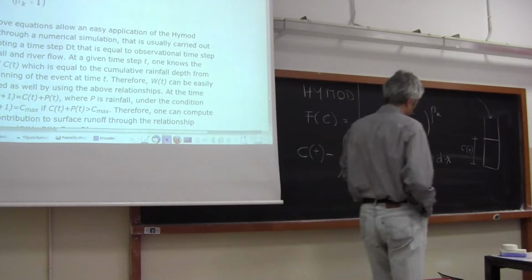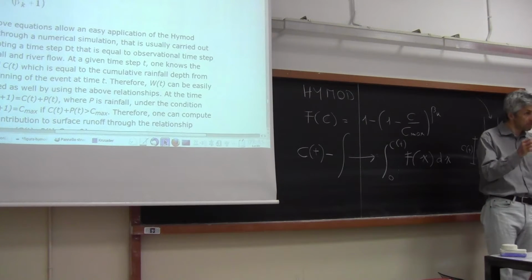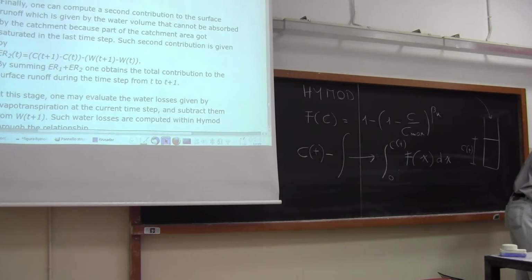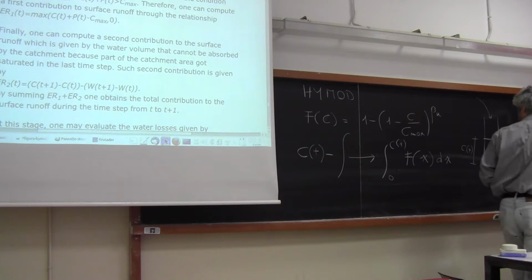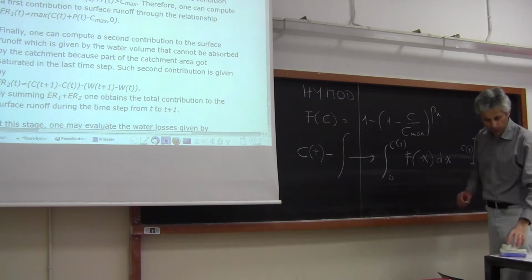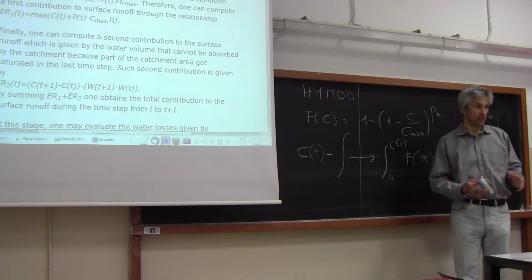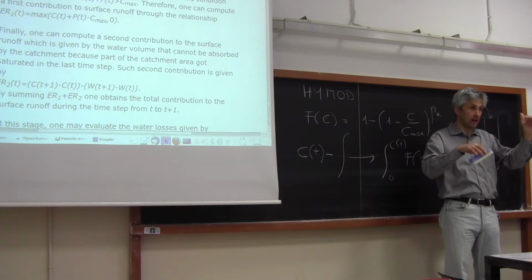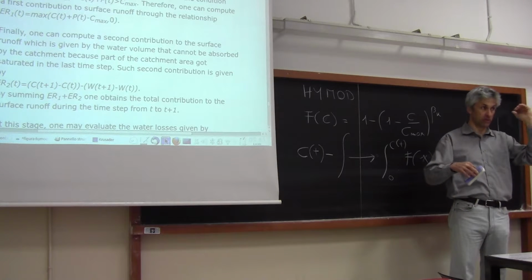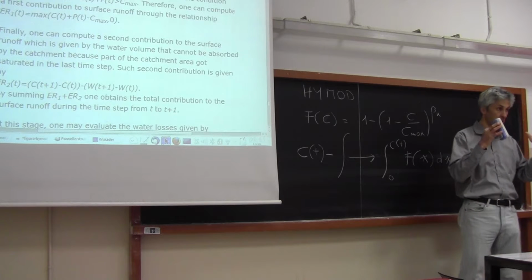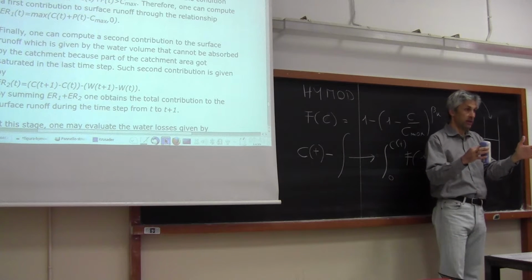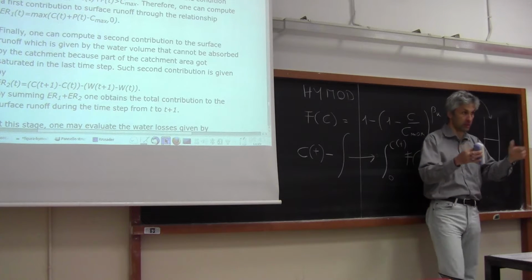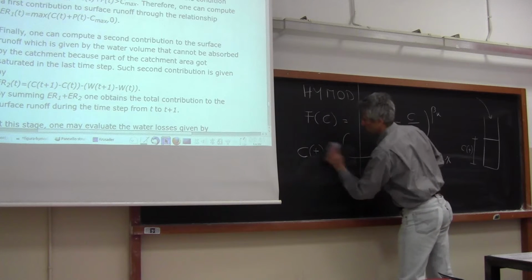Okay, now, if we accept this, then we can compute the surface runoff, as I said yesterday at the end of my lecture, according to two possible contributions. Let me write them again. We have one contribution which is given up to complete saturation of the catchment, and this is quite easy to compute. So let's suppose that we are at a stage where it rains, but the catchment is not yet saturated. Okay, let's compute this first contribution.